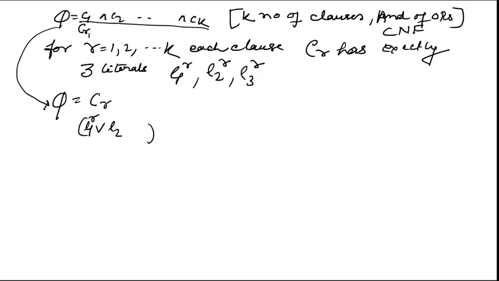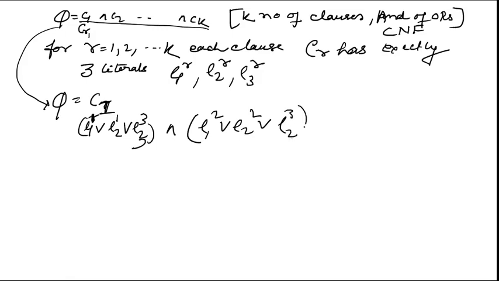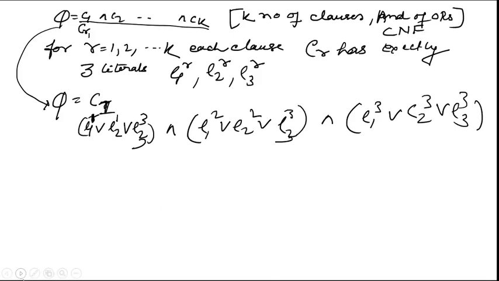Let's say C1 has L11, L21, and L31, and the second clause has L12, L22, L23, L33, and L23. This is also 3, exactly like this.